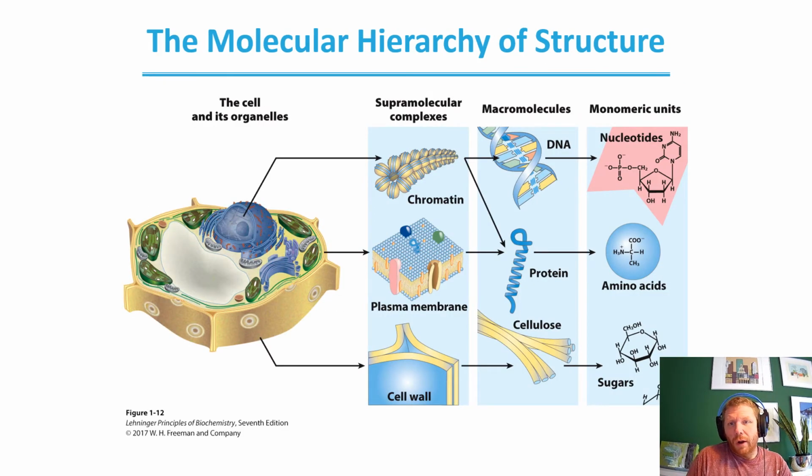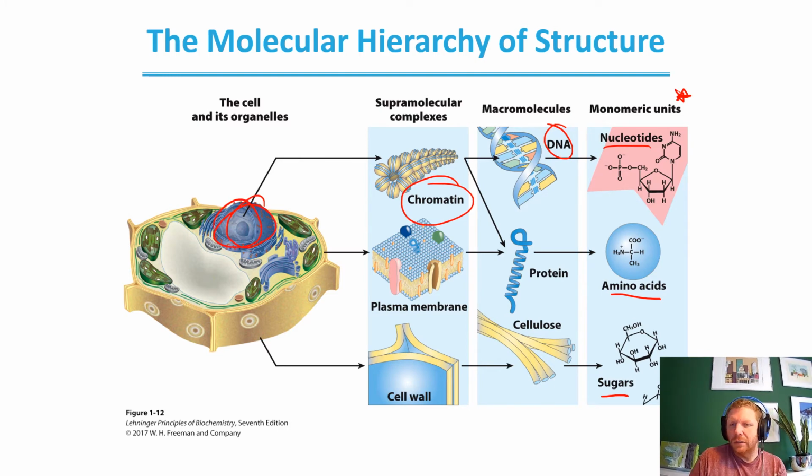Now, our molecular hierarchy of structures. Let's start over here at our monomeric units. We have three major monomeric units: nucleotides, amino acids, and sugars. Your nucleotides are going to feed into the production of DNA, which is then going to feed into the production of chromatin. And that chromatin is going to be stored within the nucleus.